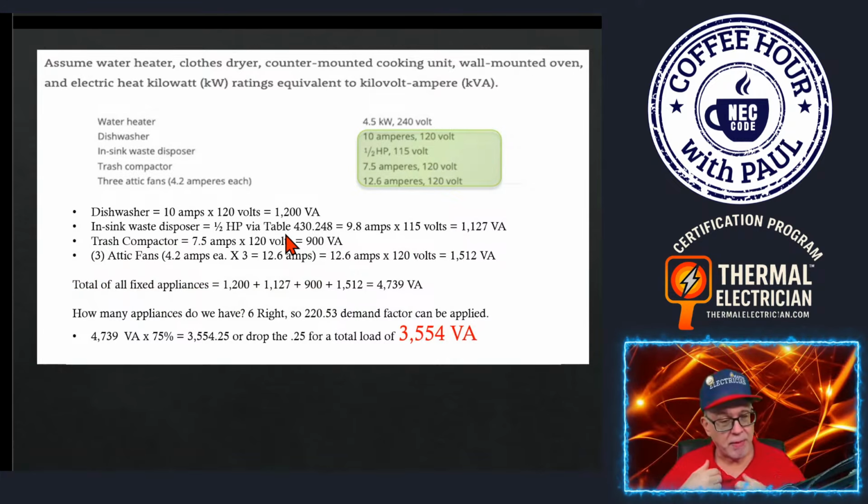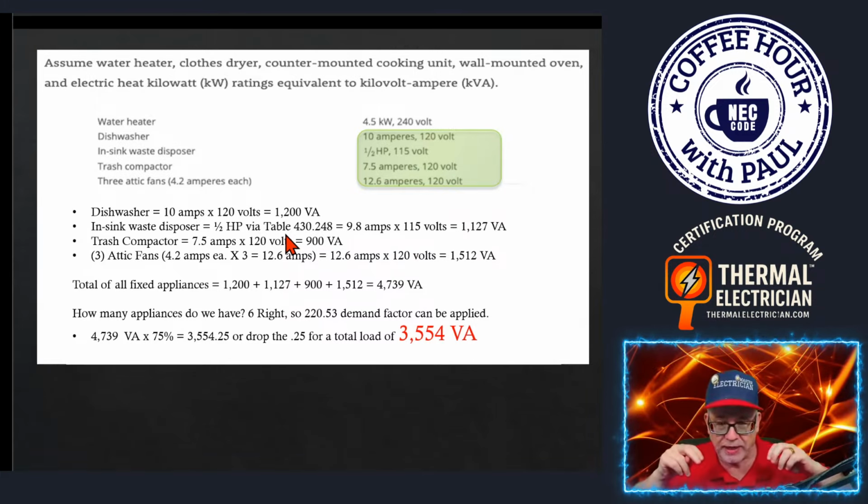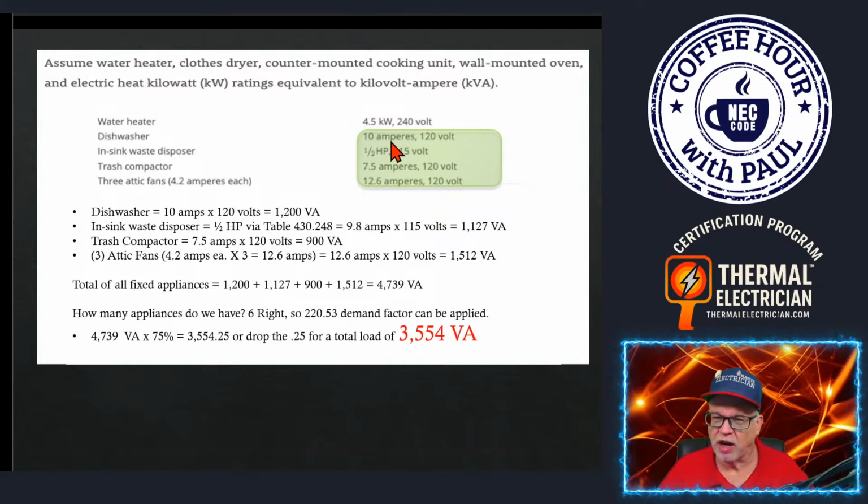Next is the appliances. Remember, this is just like we did for the standard method. The only difference here is that we're only looking at the loads that are right now that are 120 volts because they're the only ones at this point that have a neutral contribution that we need to worry about, okay? And so we have that dishwasher, that's a 120. We have this sink waste disposer, that's a 115. We don't worry about the water heater because that's a 240. We have the trash compactor, that's a goody good, that's 120. And we have those 3 attic fans, those are all 120.